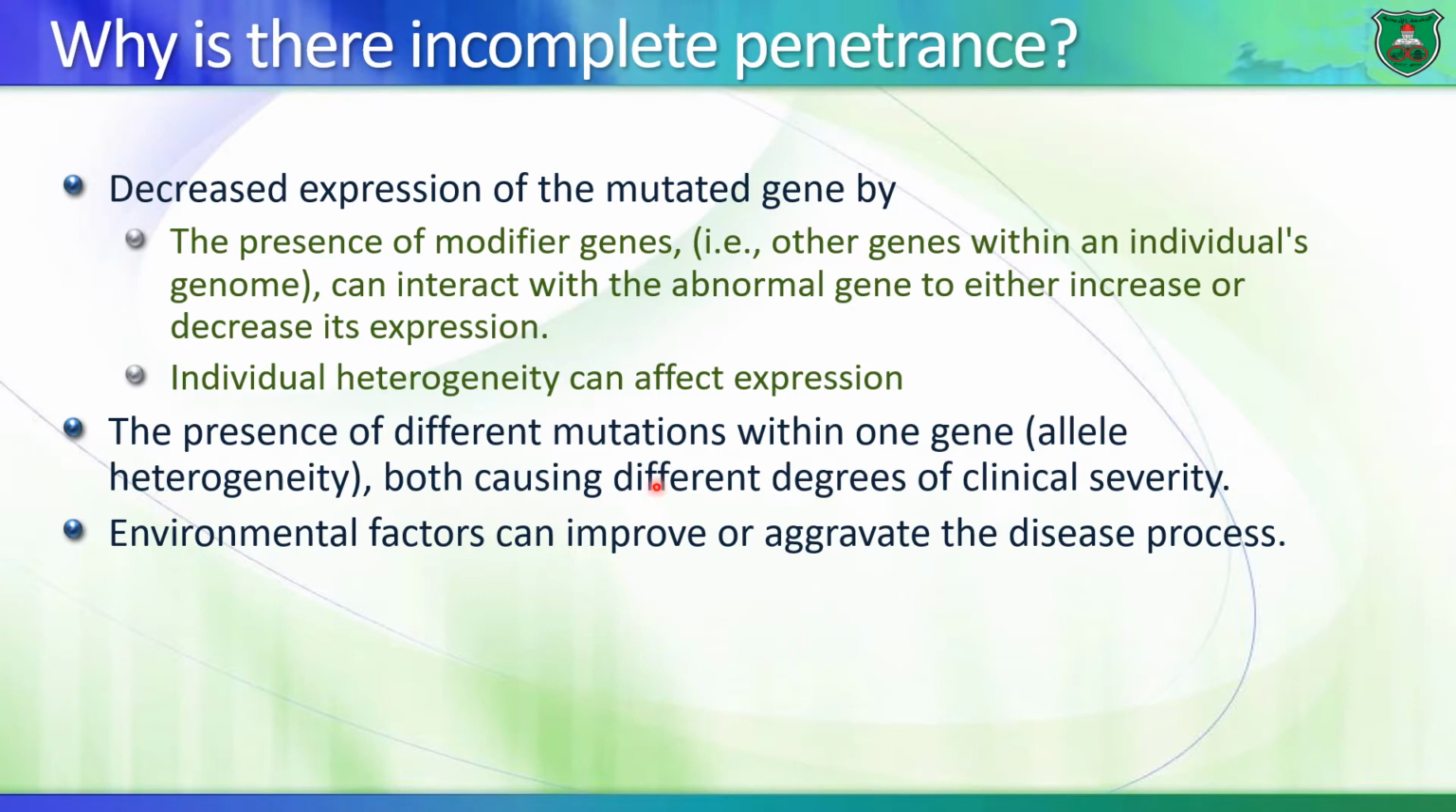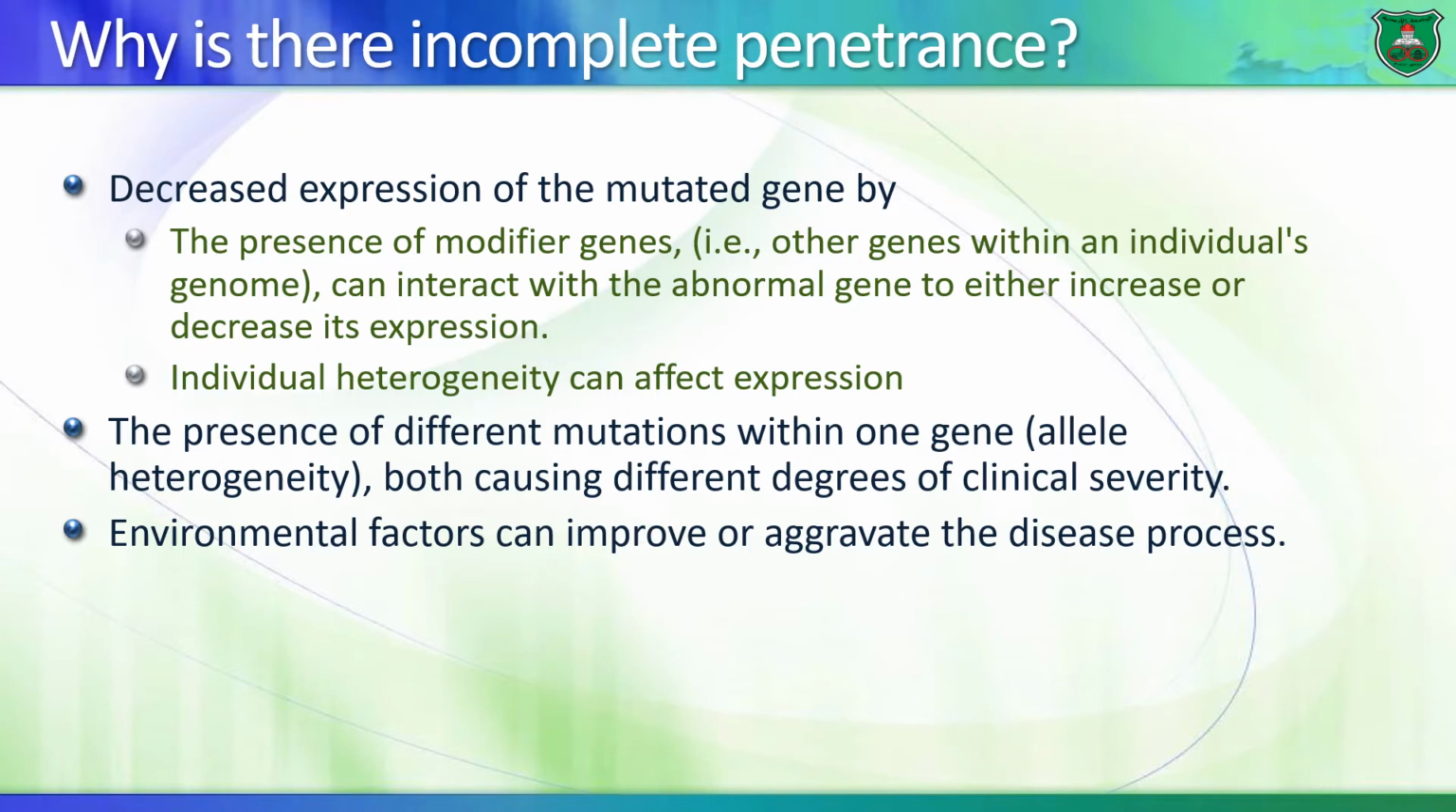In addition, you can have co-modifiers. That is, you can have the presence of modifier genes, by the way, meaning that it not only depends on this particular gene, it can also depend on the expression of other genes as well. So if they are normal, they may compensate for the loss or the mutation of that particular gene.